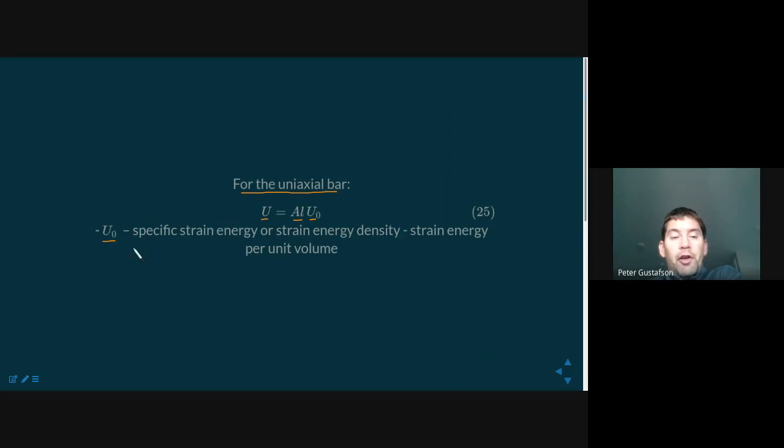So the term that you need to know here, really two of them. One is the strain energy in total, and then there's the specific strain energy or the strain energy density or the strain energy per unit volume. Any of those are reasonable descriptions of the same thing. Most concisely, it's probably strain energy density is the term that's used most frequently.